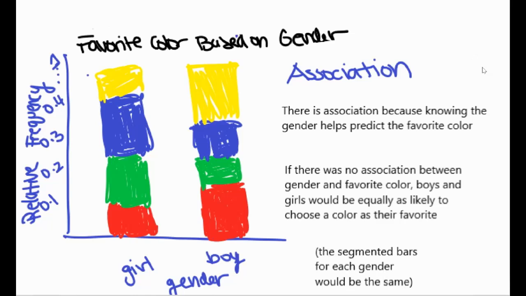If there was no association between gender and favorite color, boys and girls would be equally as likely to choose a color as their favorite, and the segmented bars for each gender would also be the same.